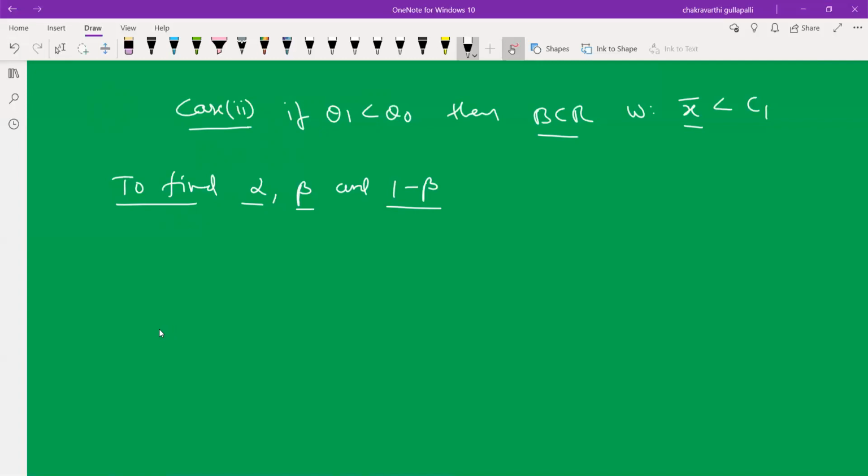In the second model here, you have to find the BCR, and using that BCR, you have to find out alpha, beta, 1 minus beta. That is 3 marks or 4 marks weightage. So this is the difference between nationwide universities and regional-wide universities.